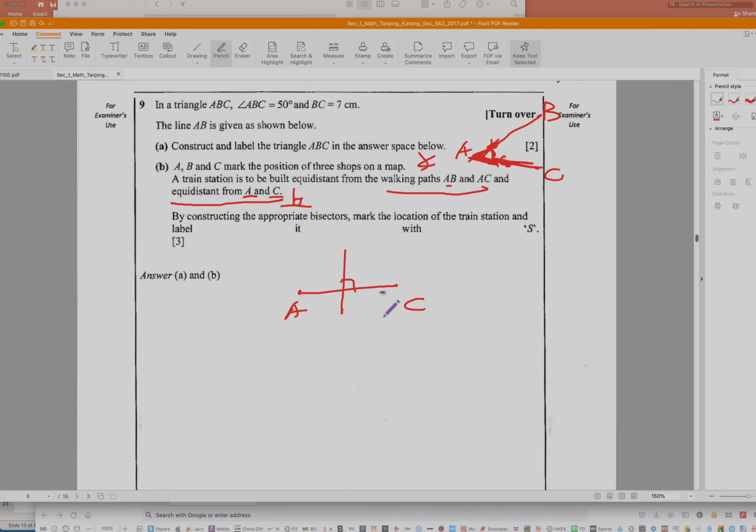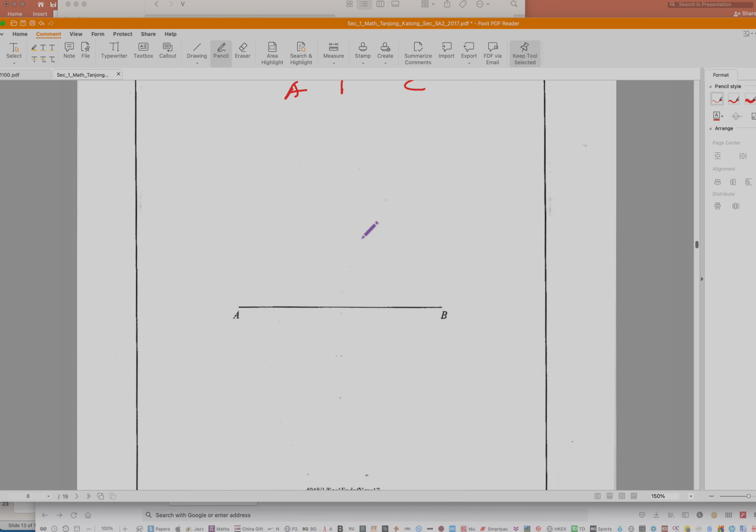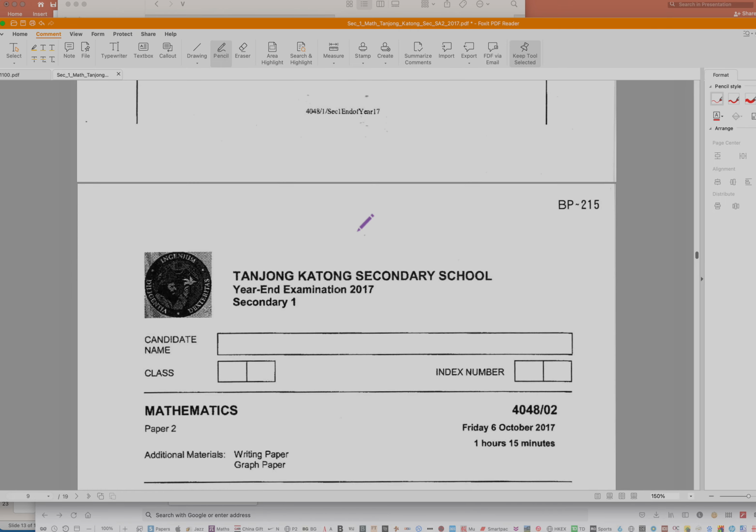Okay, so this is where the train station is. Same distance to this line and this line, and also equidistant to A and C. So you just mark here as a point S. That's how you get the location of the train station. Three marks. So you must be able to do this construction. Okay, good. Next question.